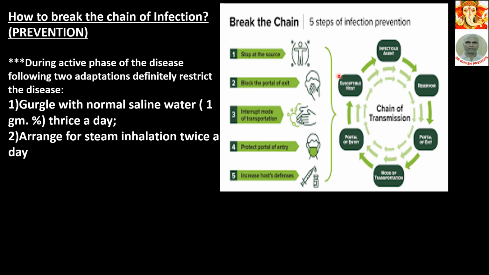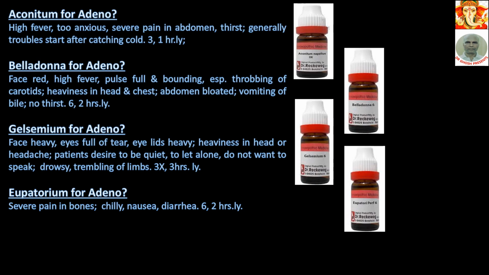The same chain has been described here. The letters are so obscure that it is very difficult to follow, but if you try, you can understand what is said here. Aconitum for adenovirus, that is, we have come to remedies. Homeopathic remedy: high fever, too anxious, severe pain in abdomen, thirst. Generally trouble starts after catching cold. Give Aconite 3, every hour.